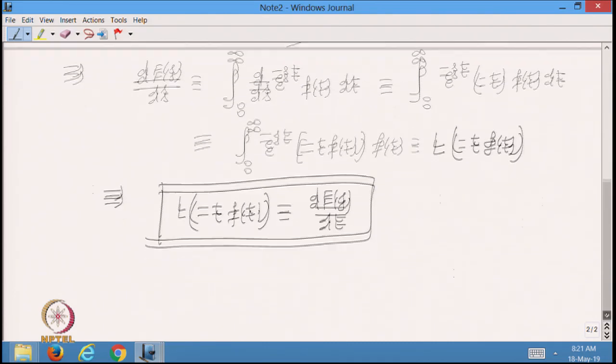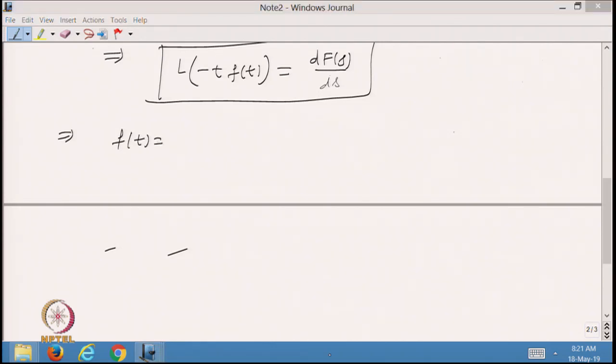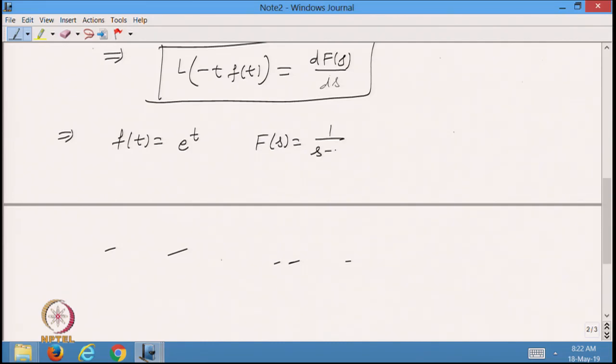Let us take one example. Suppose I take f(t) equal to e raised to power t. Then I know that F(s) is the Laplace transformation, which is 1 over s minus 1. That is the Laplace transformation of e raised to power t.